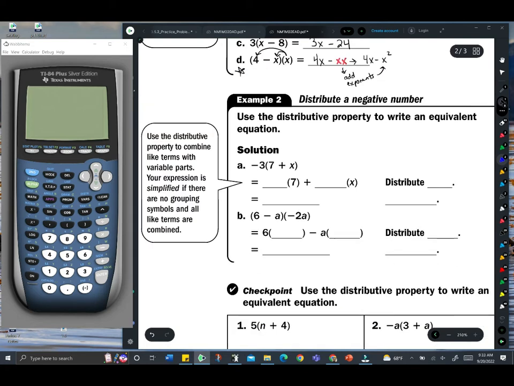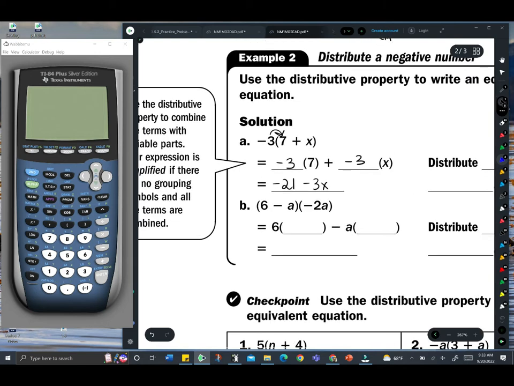Okay, distributing a negative. You have to be careful with that because it's going to make a negative number. So negative 3 times 7 plus negative 3 times x is negative 21 minus 3x.